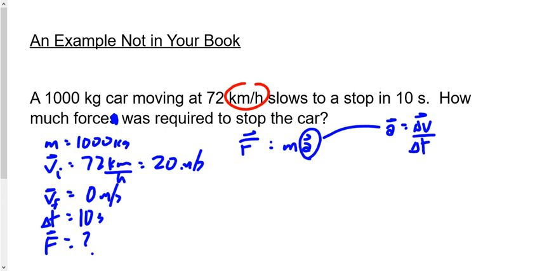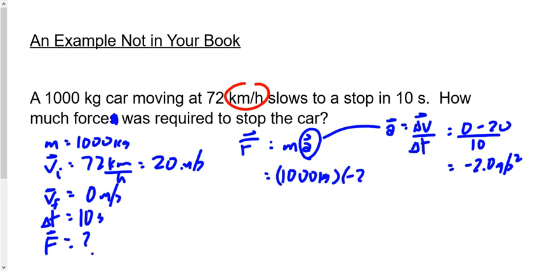So we're going to say delta V over delta T. That's 0 minus 20 over a time of 10. Gives me negative 2.0 meters per second squared. Good. It's negative. It should be because I've slowed down. That means that the force is 1,000 kilograms, the mass, times negative 2.0, which gives me negative 2.0 times 10 to the 3, or negative 2,000 newtons.